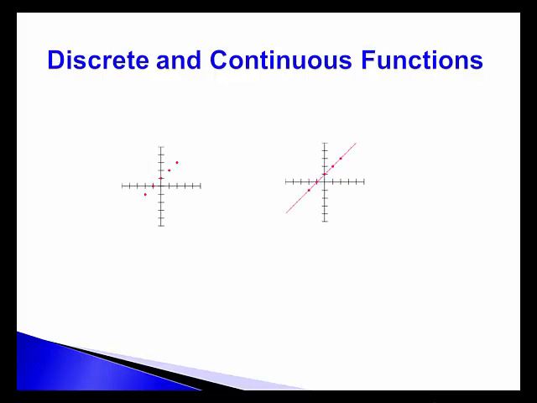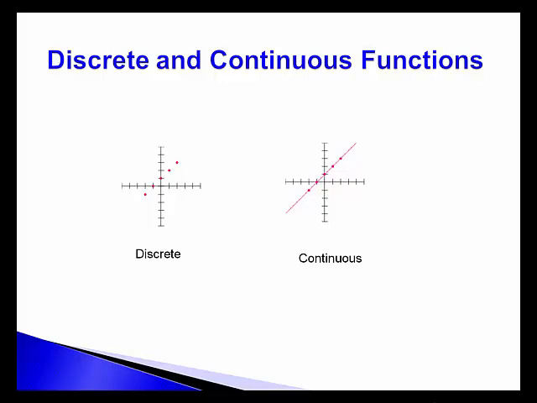I'll begin by giving you two pictures. What is it that you notice when you look at these two pictures? What pops out at you should be the fact that the one on the right has a continuous line that connects it, and the one on the left is made up of discrete pieces of data. Well, that is exactly what you have here. The first function is discrete, while the second one is continuous.